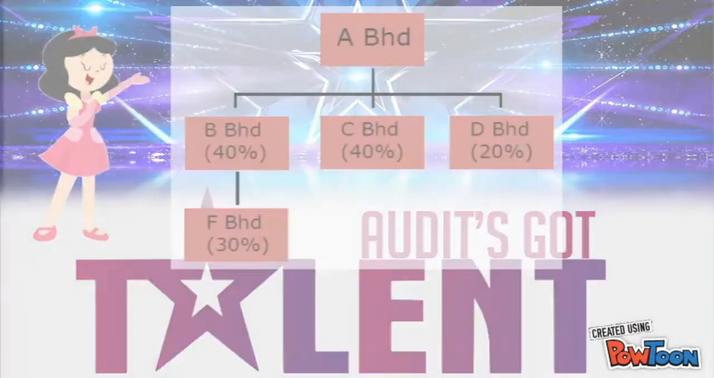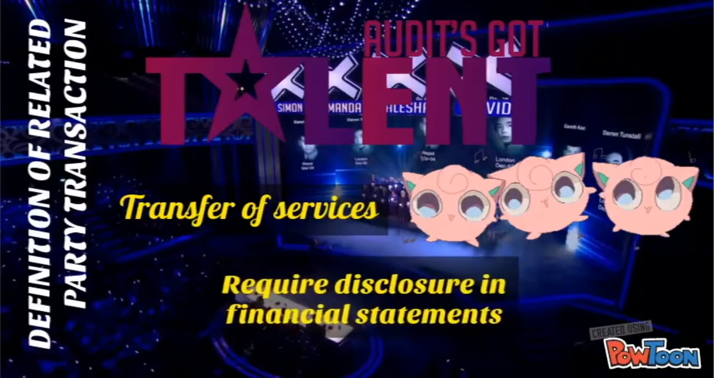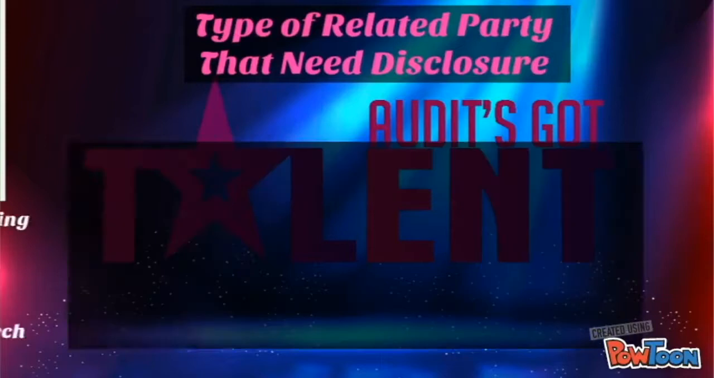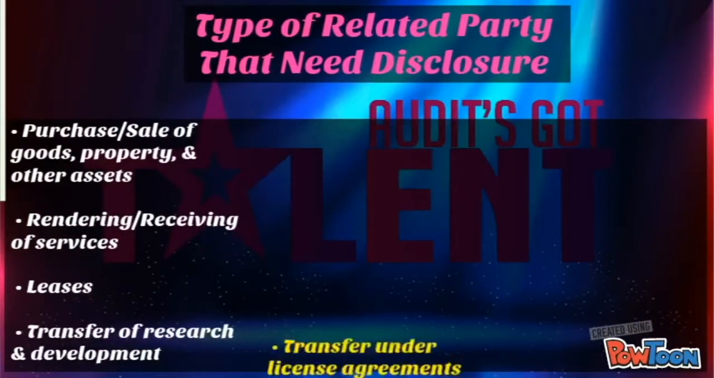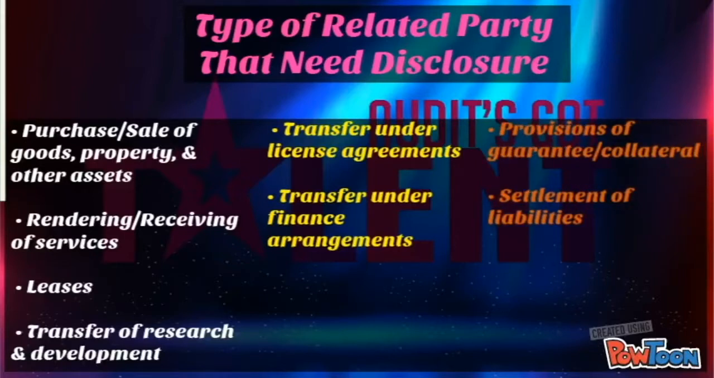A related party transaction can be defined as a business deal or a transfer of services to a related party prior to the dealing, and such a transaction is required to be disclosed in the financial statements by the standard. These are the types of related party transactions that need disclosure. Purchase or sale of goods, property, and other assets. Rendering or receiving of services. Leases. Transfer of research and development. Transfer under license agreements. Transfer under finance arrangements. Provisions of guarantee or collateral. Settlement of liabilities on behalf of the entity or by an entity on behalf of another party.